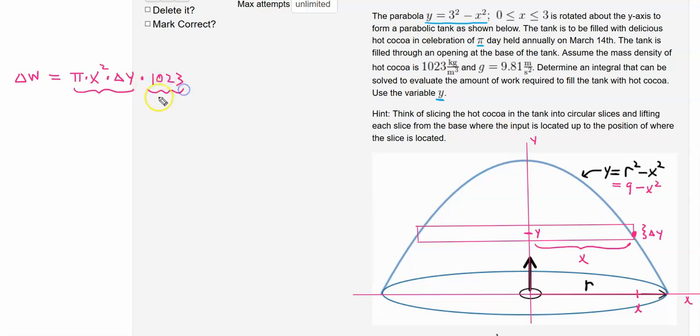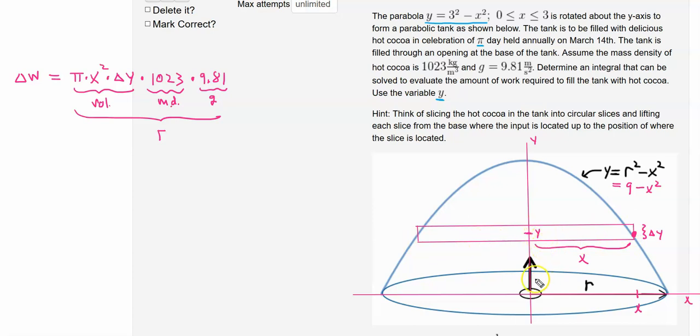Okay, so that's our mass density. All right, this is the volume. And then we multiply that by 9.81. Okay, that's the gravitational acceleration. And now this is the amount of force it takes to lift this slice of hot cocoa.